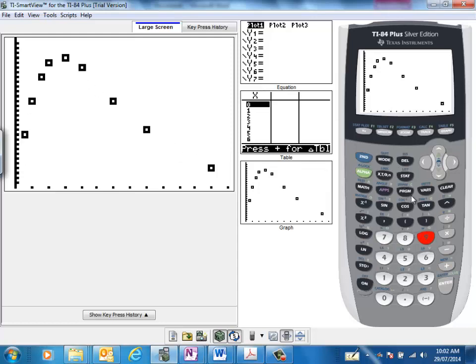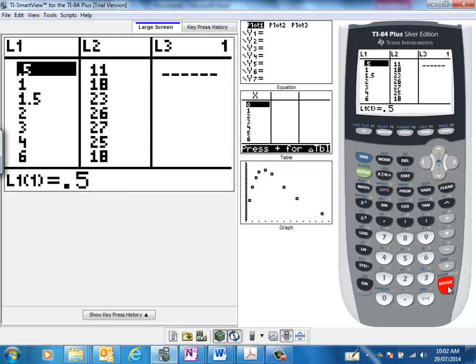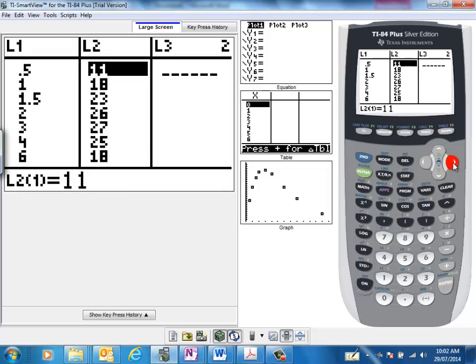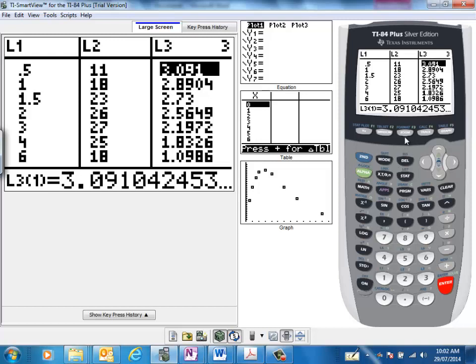On your calculator, you go to your stat, back into edit, and we're going to use list 3 for this one. If we go up to the top so it's highlighted, we can now do ln of list 2 divided by list number 1. Enter, and that will work out all of those for the whole list, which is really, really useful.